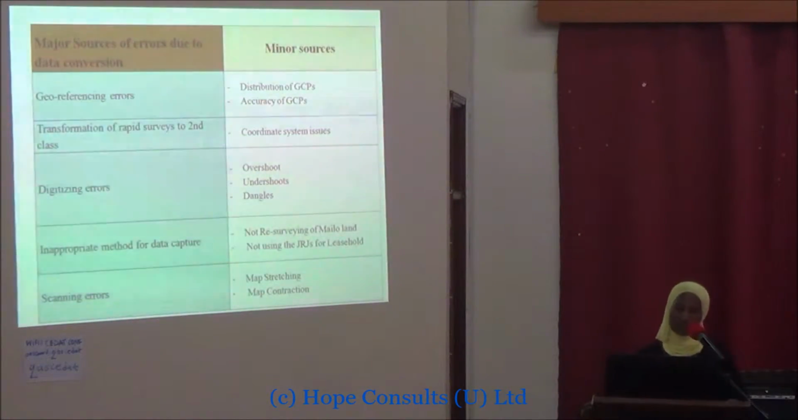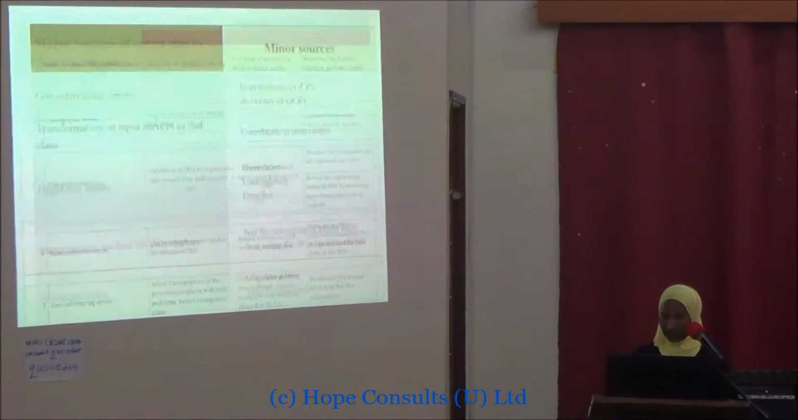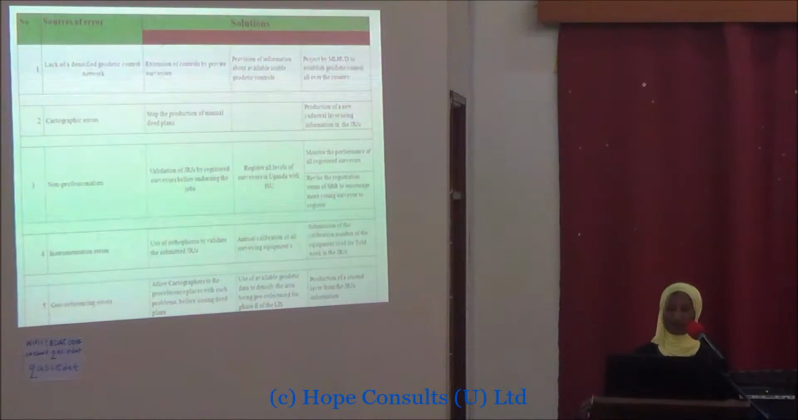Then for the data conversion, we have the georeferencing errors, and this is the error that led to the 391 meters. Then we have got transformation from rapid service to second class. Because second class, those are the class service carried out on minor, and then the second class are the UTM service. Then we have got digitization errors like overshoots and undershoots. Then we have got the inappropriate method for data capture, which I've shown earlier in the computerization of the cadastral records. Then lastly, we have got scanning errors. So some of the solutions, I divided them into three. That is short-term, mid-term, and long-term.